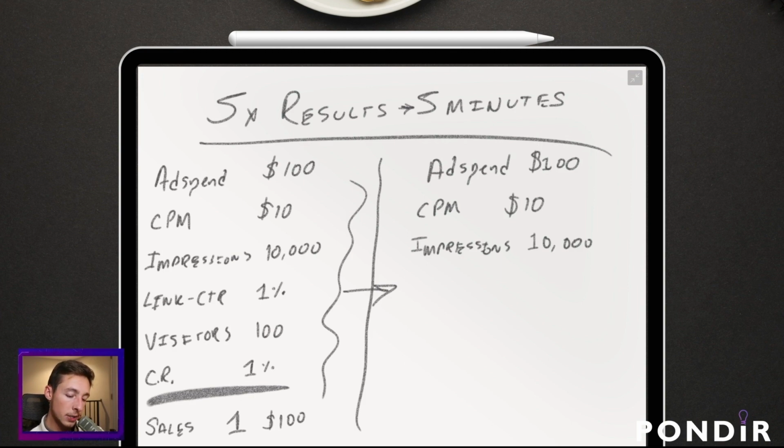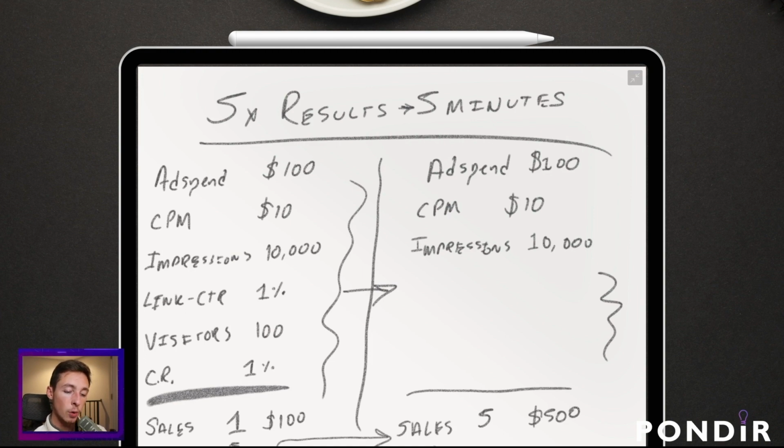Here's what I want to ask you. Let's work backwards. So sales, if we were to 5x these results here, this would be 5 sales and $500 in revenue. So now we need to look at this last piece of data to figure out how can we 5x, how can we go from 1 sale to 5, still maintaining $100 in ad spend?